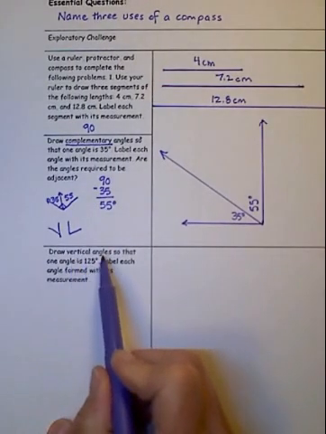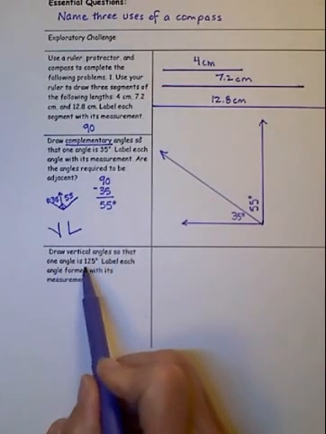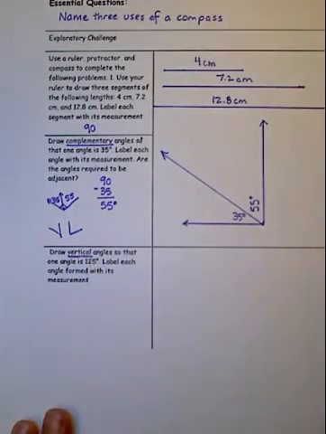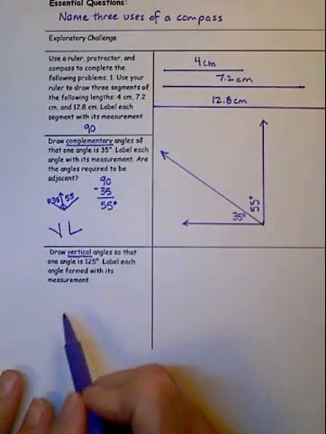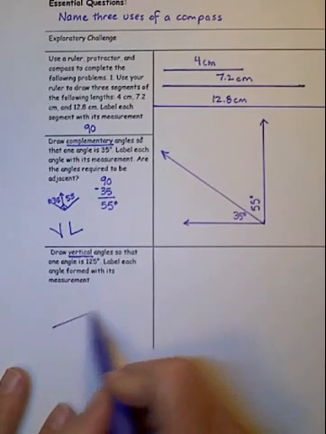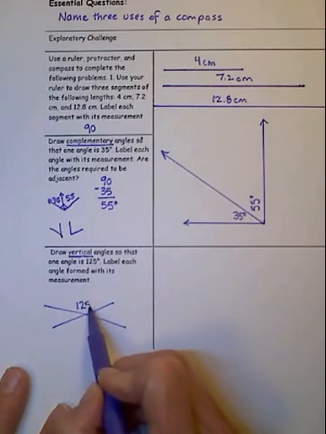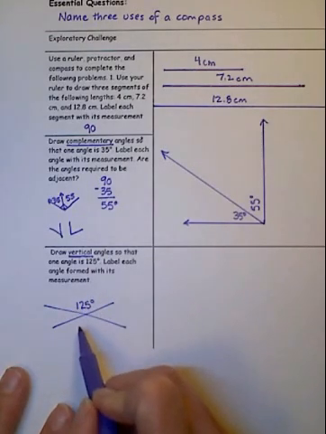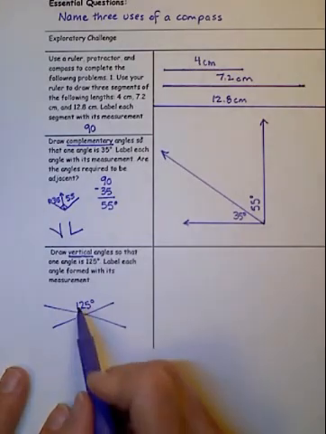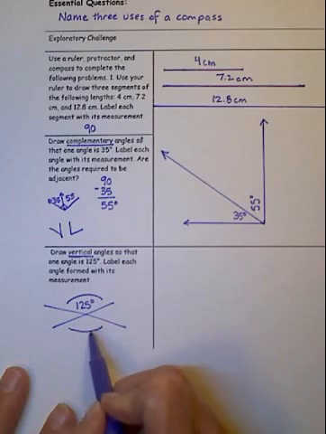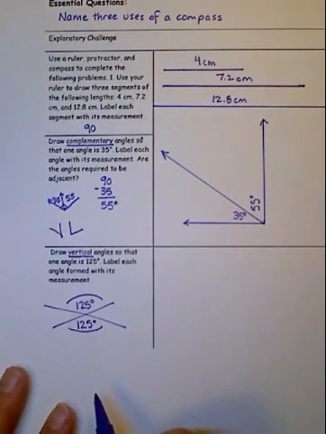Next, draw vertical angles so that one angle is 125 degrees. Recall that vertical angles are angles formed by two intersecting lines, so it might look something like this. And this is the 125 degree angle formed by the intersecting lines. Recall that vertical angles are opposite each other and equal in measure, so this one will also be 125 degrees.